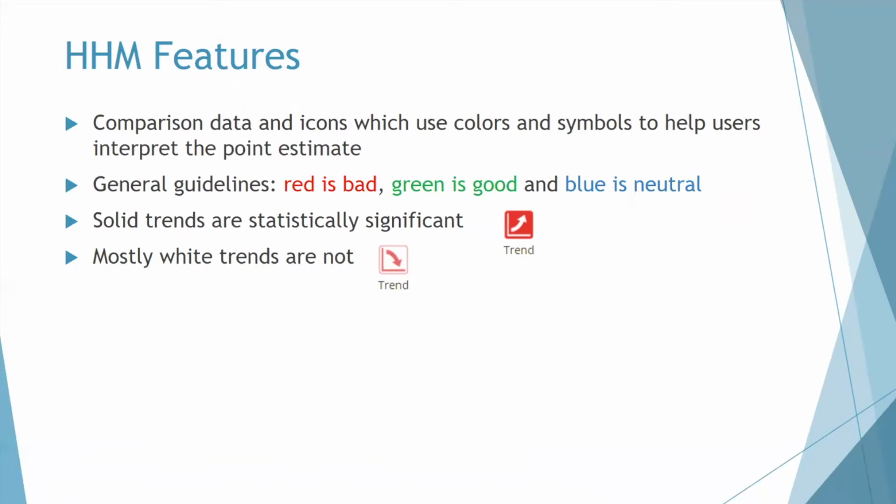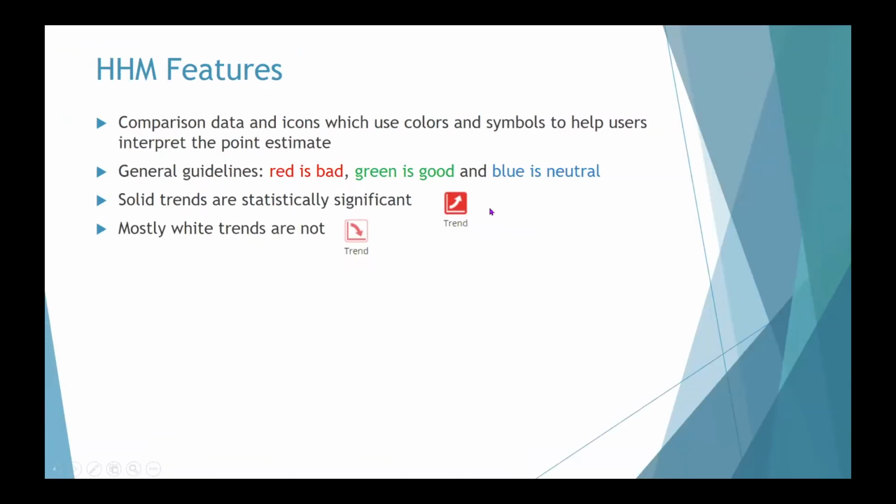For trend data, mostly solid icons indicate a statistically significant trend. So this one would be a statistically significant trend that's going up, but it's red, so it's bad that it's going up. And mostly white icons are trends that are not statistically significant. The trend is there, but it hasn't reached significance.